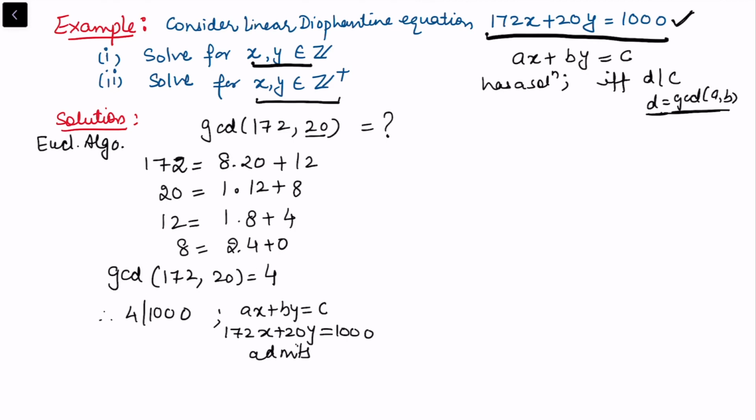It is possible that it may not have admitted a solution, so the first condition that we must check is whether D divides the right hand side or not. So yes, it divides. Now the question is how to find the solution.